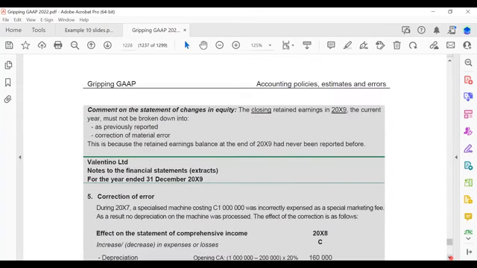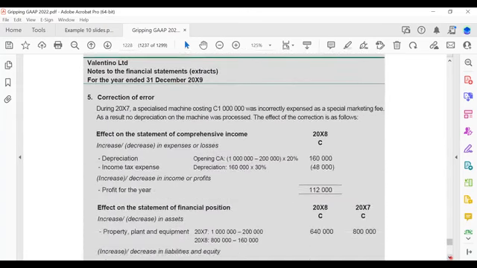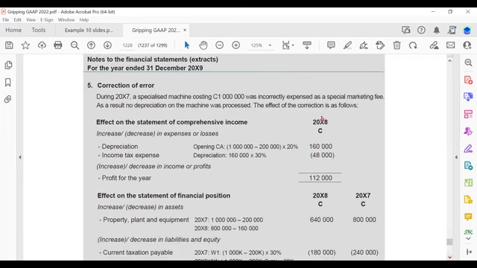And then finally is the correction of error note. We went through this on Tuesday in example 11. The first part of the note is a narrative. Notice for the effect on the comprehensive income, we have a single year of 20X8. And the signage, the increase, decrease, and increase, decrease here. Notice the difference in signage.